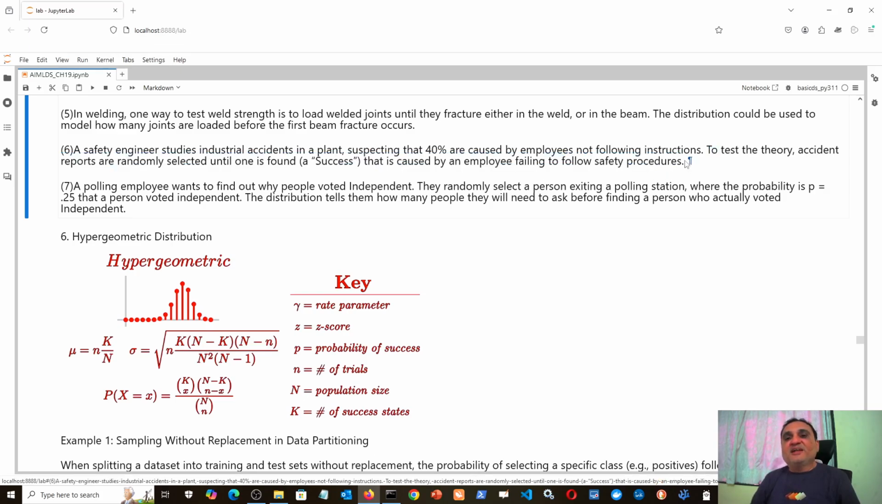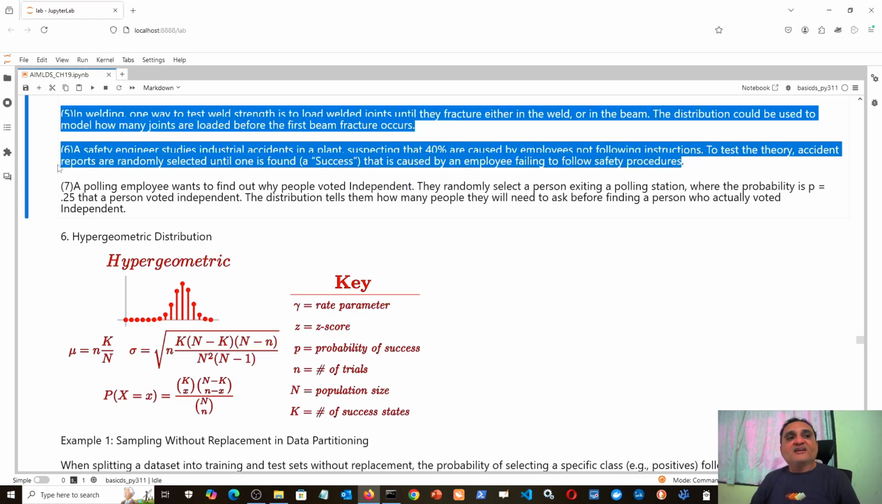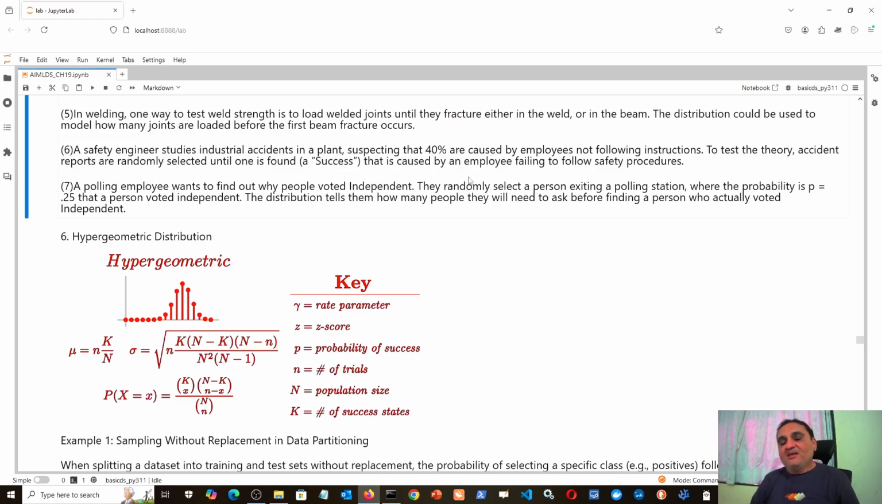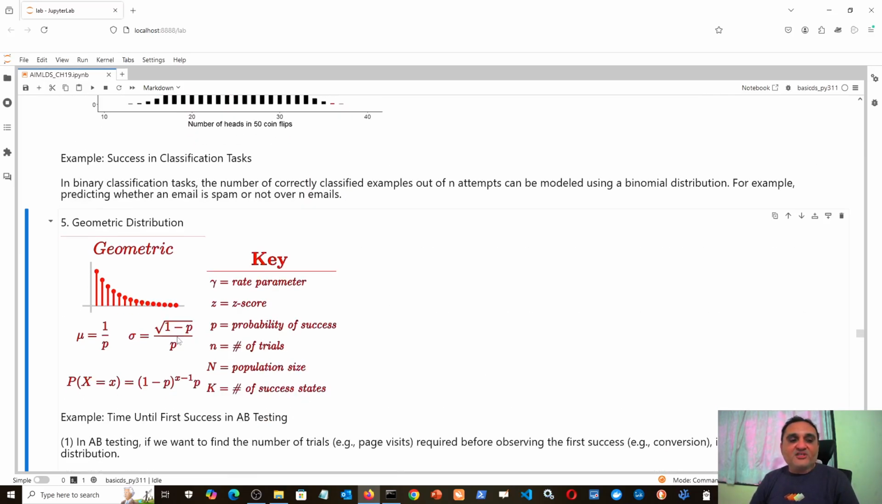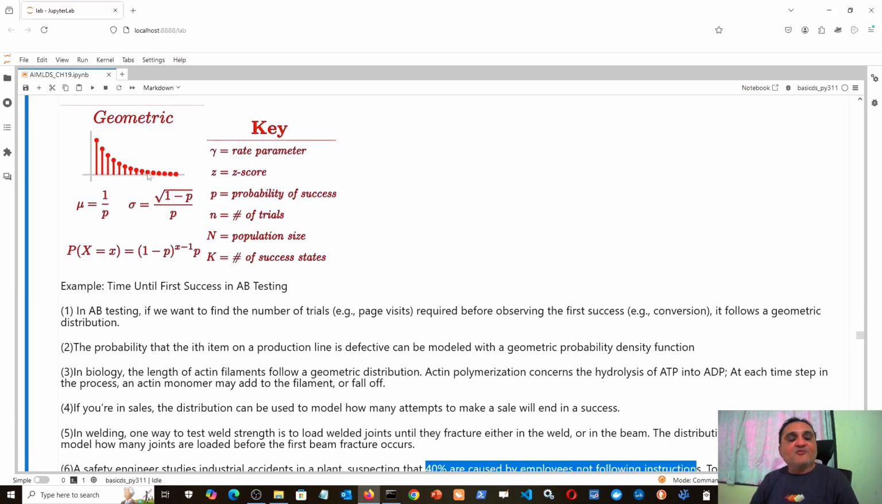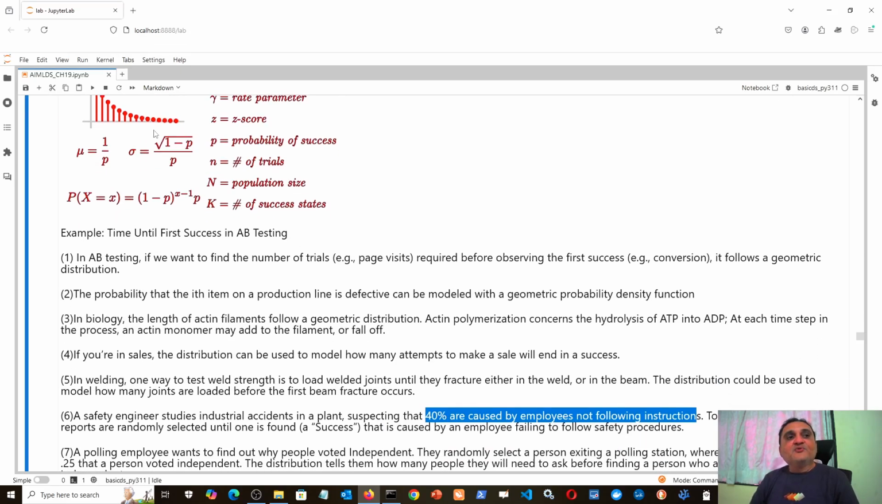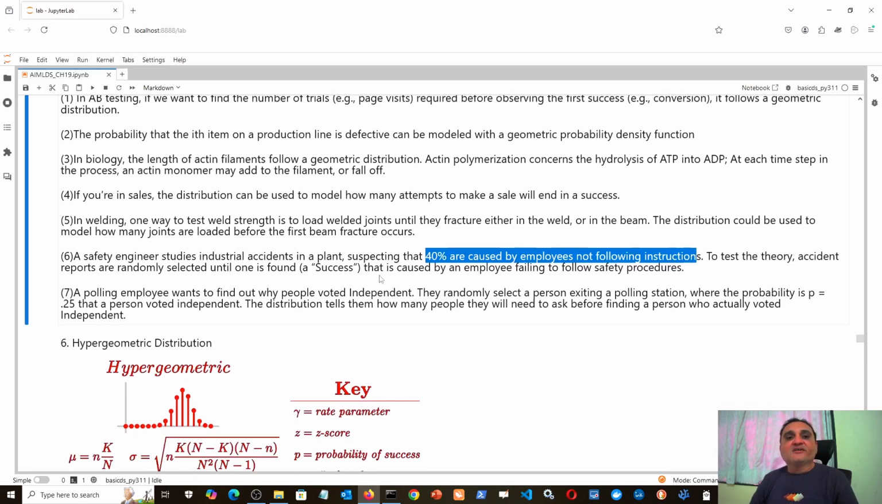So then the probability is counted out of 100. If you got that accident report in 40 out of 100, then you say that 40% of the accidents occurred due to employees not following instruction. That theory is correct. And then you can model after how many experiments the first accident due to employee negligence will occur. So by this geometric distribution you find that after every maybe 30th accident, you find one accident which occurs due to employee's negligence.